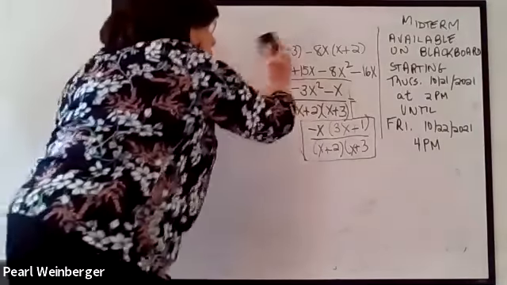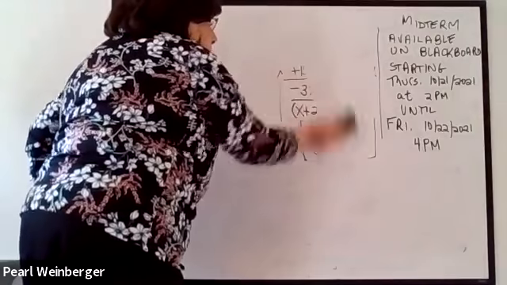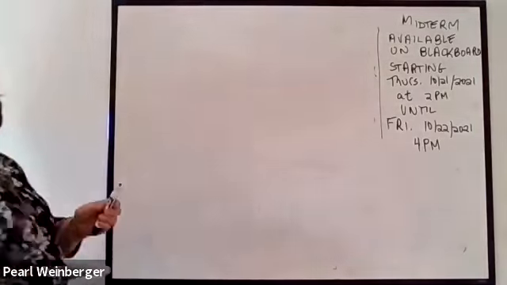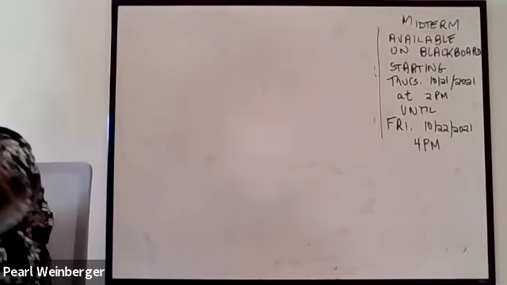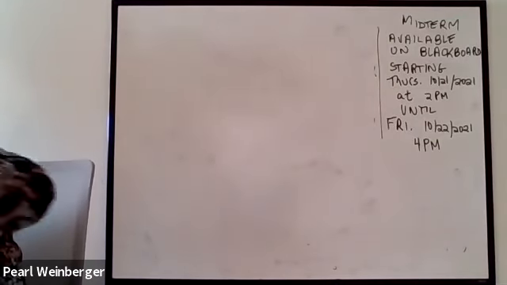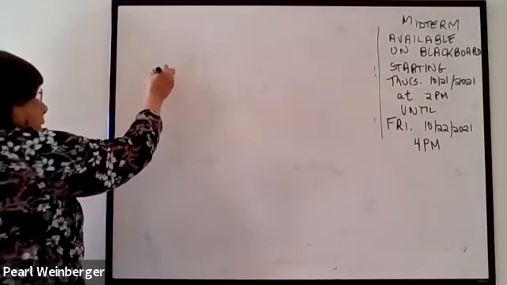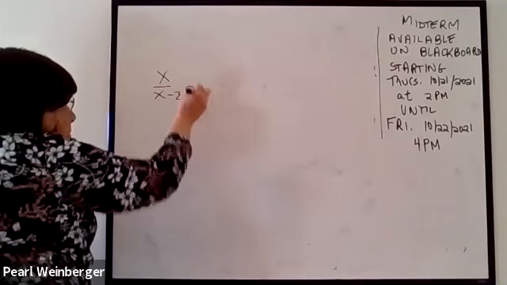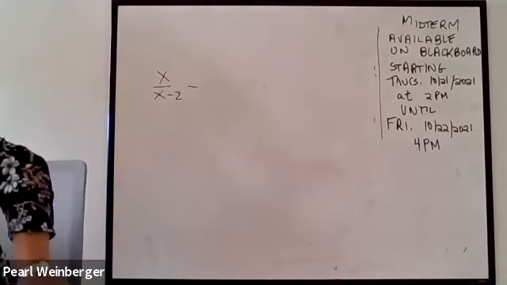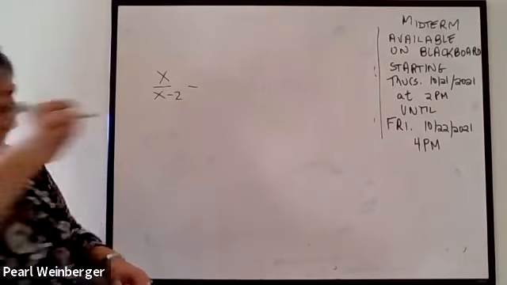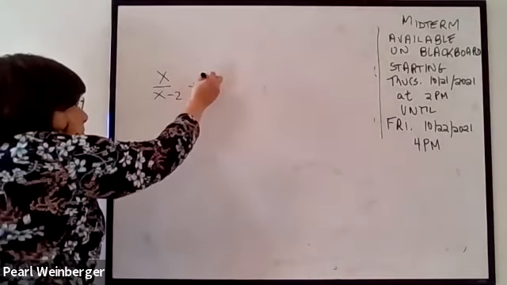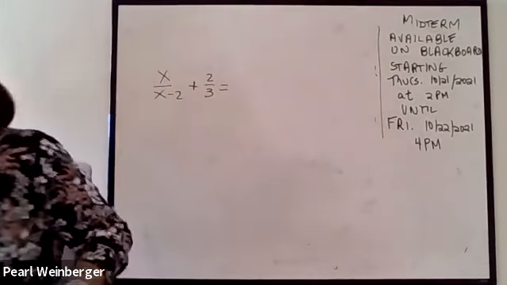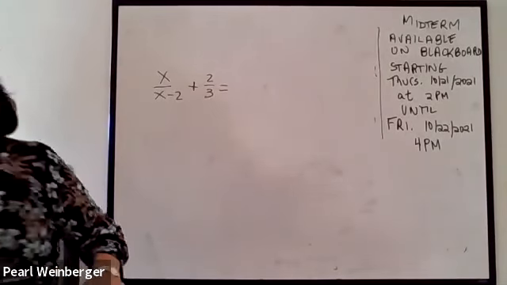So we're going to do another one of these rational equations. I'll do one with you, and then I'll give you time to do one on your own. Let's say I gave you this equation. x over x minus 2 plus 2/3 equals 2 over x minus 2.